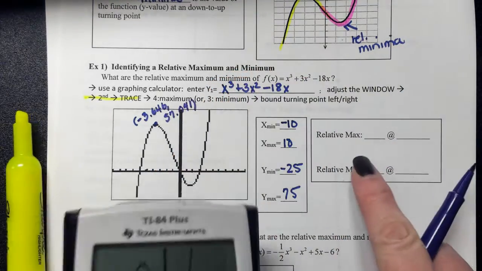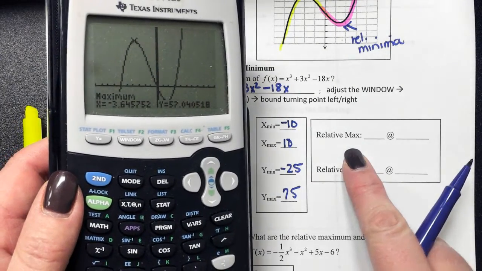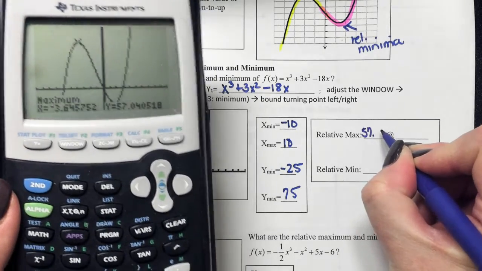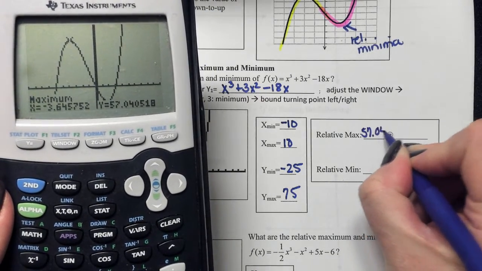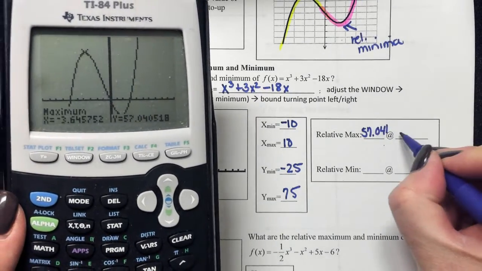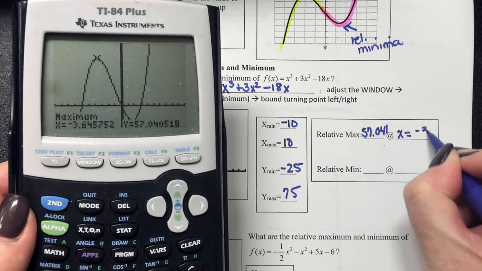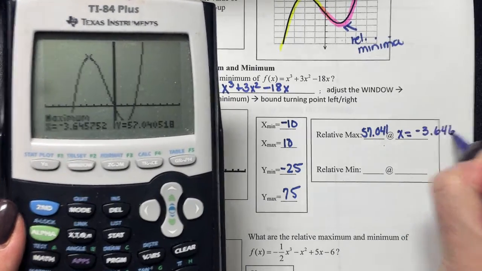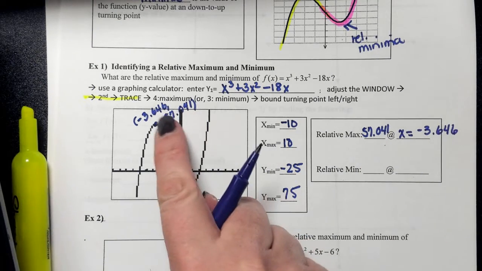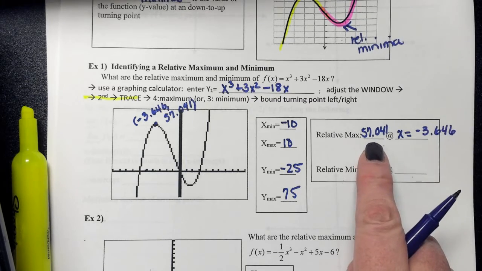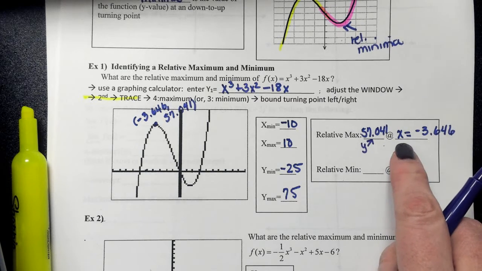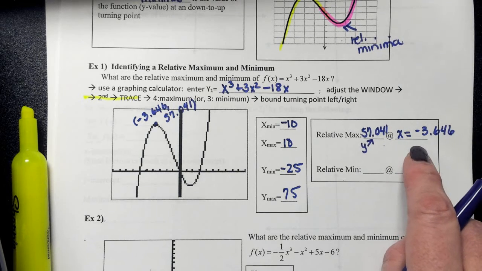57.041. Now when they ask you about relative maximum, the relative maximum is the Y value. So that's going to be 57.041. The location of where it's occurring is the X value. So it's occurring at X equals negative 3.646. So when they're asking about relative max and relative min, this is how you want to state it. You don't state it as an ordered pair. The relative maximum value is the Y value. So this is the Y value. The location, or where it's occurring, is the X value.